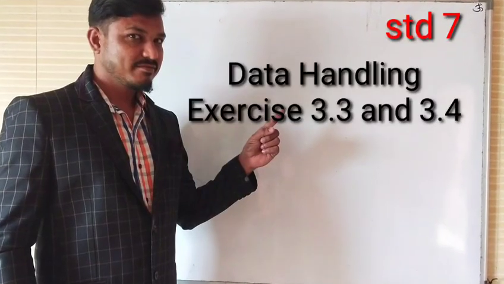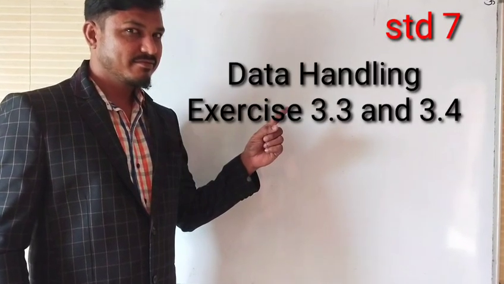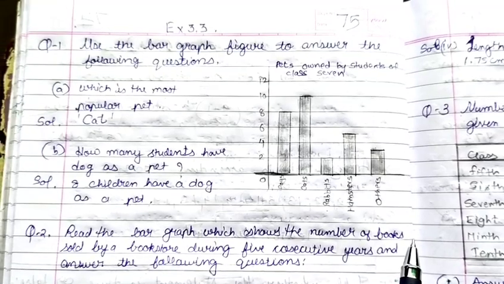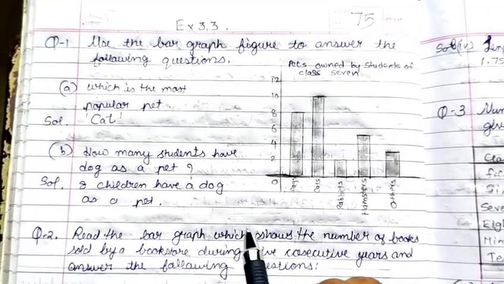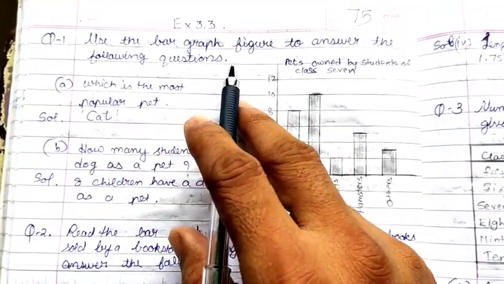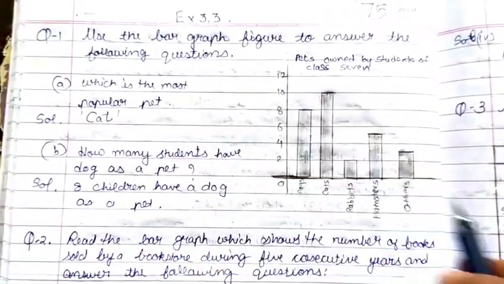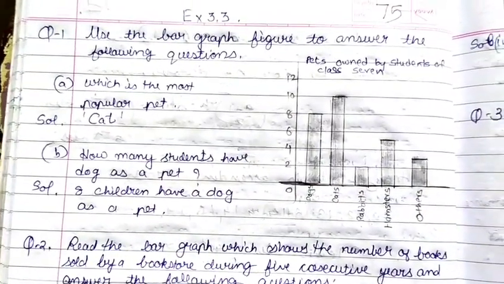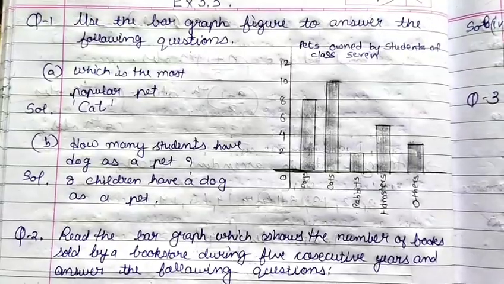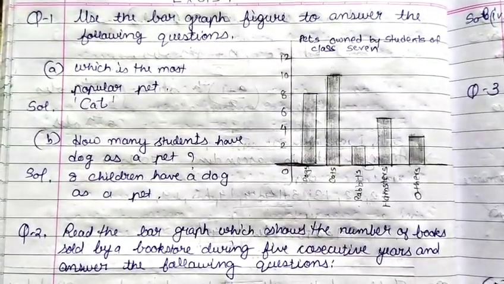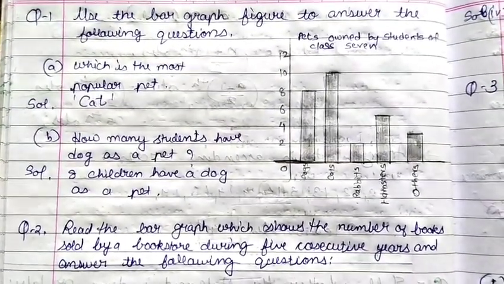Let us start our exercise 3.3. Let us see our exercise 3.3. Use the bar graph figure to answer the following question. Now, dear student, those who don't know bar graph and double bar graph, please watch the introductory video of this chapter. So now let us start.